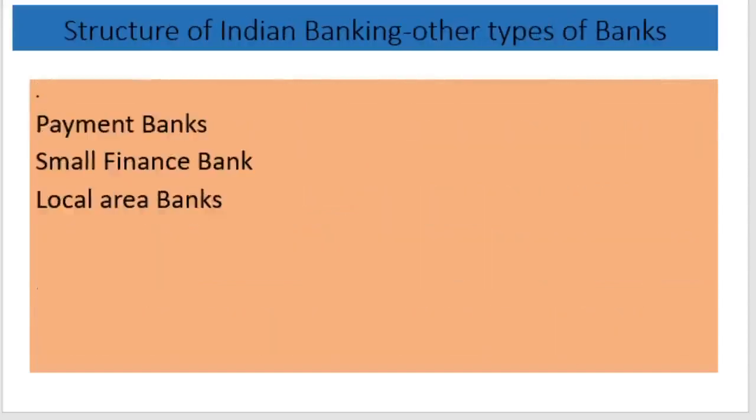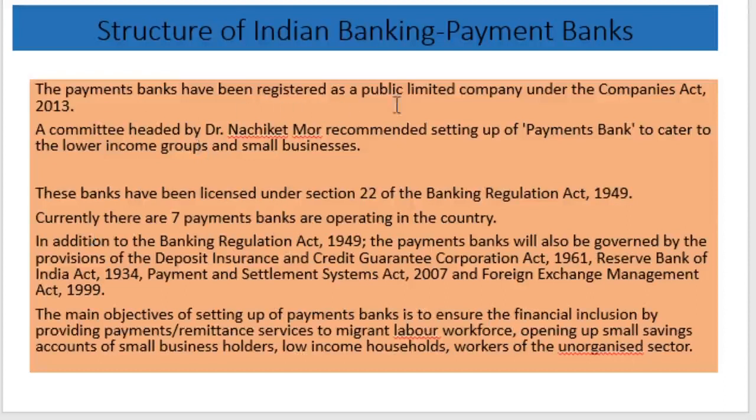In addition to the above mentioned scheduled, cooperative and non-scheduled banks, we have some other types of banks prevailing in India. They are payment banks, small finance banks, and local area banks. Payment banks have been registered as public limited companies under the Companies Act of 2013. A committee headed by Nachiket Mor recommended setting up payment banks for the purpose of helping lower income groups and small business groups. These banks have been licensed under Section 22 of the Banking Regulation Act 1949. Currently, we have seven payment banks in our country.